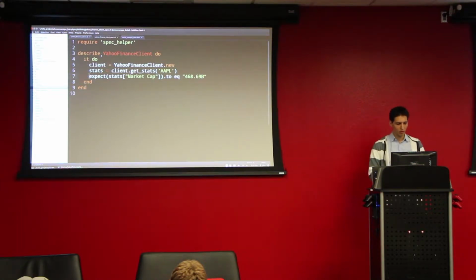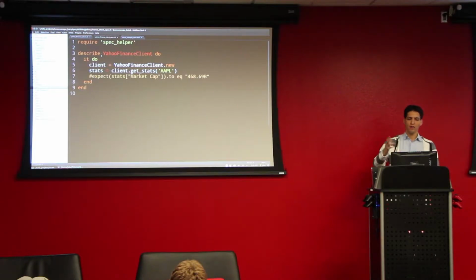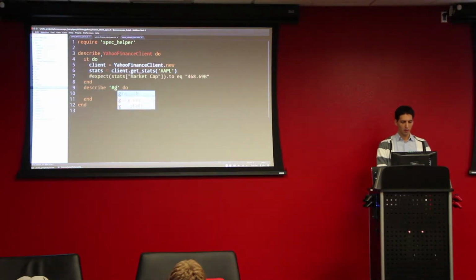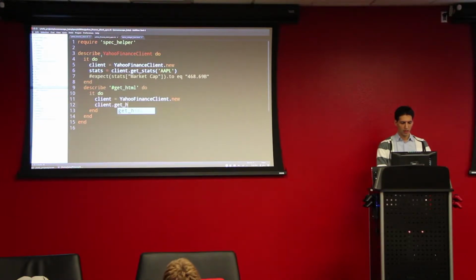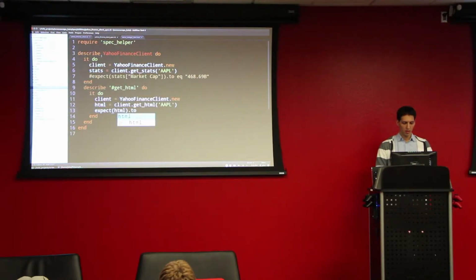So from this point, I'm going to think about how I'm going to implement this. I'm going to comment this out of this test here. I'm going to think, okay, if I have a client and he's going to get stats, how is he going to do that? Well, the first thing he needs to do is get the HTML from the web. So let's go ahead and do that. We'll make a method here called getHTML, and we'll make a new client. That client will get HTML for a particular ticker. And then we'll expect the HTML to look like HTML in some way, so maybe it starts with doc type.